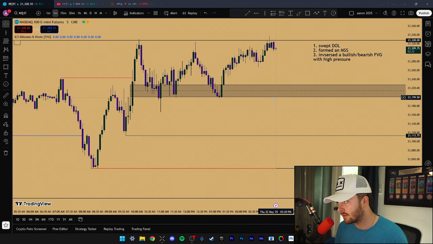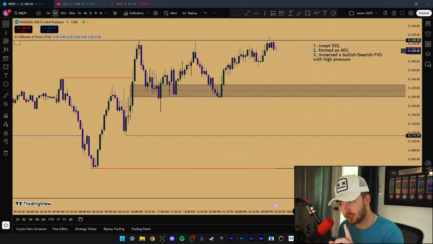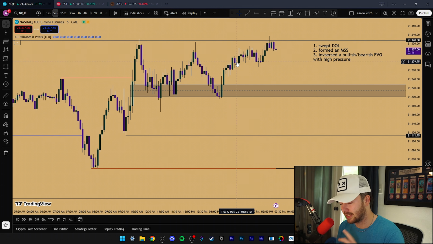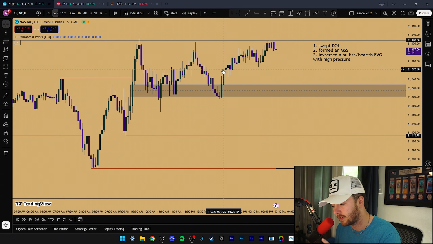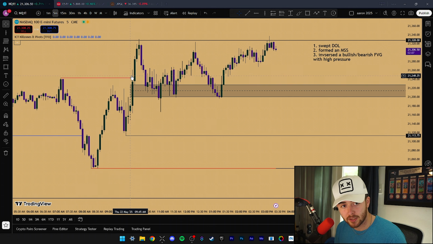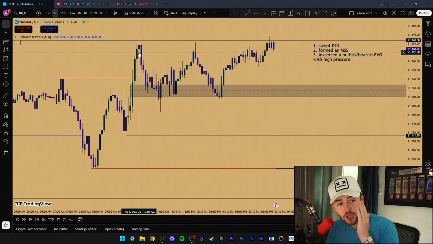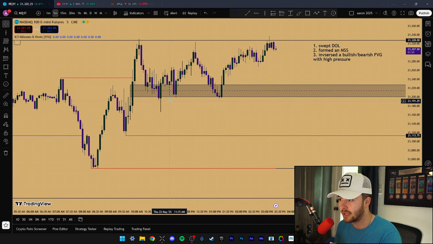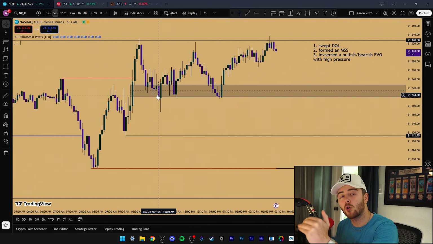But with the inverse model, we are looking to first sweep a draw on liquidity. A draw on liquidity is typically a high and low from a previous session, daily candle, imbalance, etc. So, did we sweep London high? Yes. Did we sweep this external high? Yes. And what a sweep is, is price shooting through, right? It doesn't have to close. As long as the wick goes through it, price hit that draw on liquidity. But the price has to hold below.